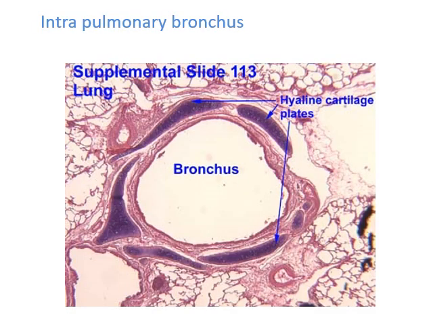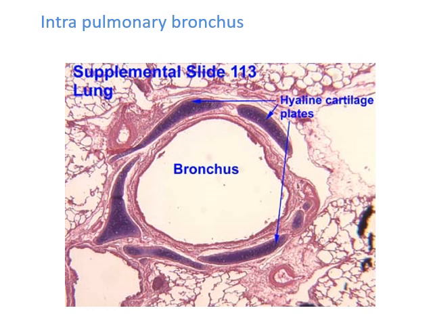Here you have a cross section of the intrapulmonary bronchus. You can see the hyaline cartilage plates, and you can just make out the mucosa. Smooth muscle is not very clearly seen here, but surrounding it you can see the lung tissue, the cross sections of the alveoli. So you know that this is an intrapulmonary bronchus, a segmental bronchus, or a tertiary bronchus. All three names are given to the same structure.